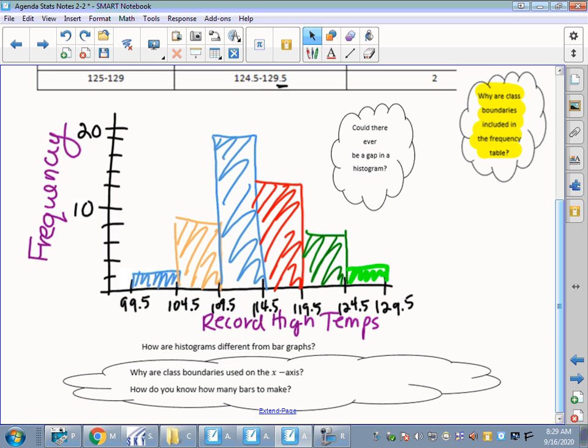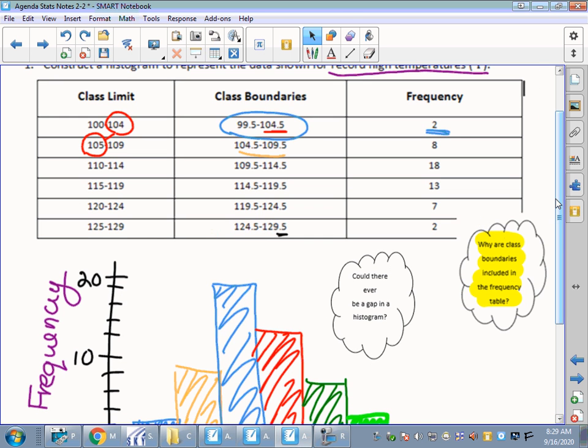And then how do you know how many bars to make? Hopefully you know why we have 6 bars in our histogram. If not, ask me. So there's histograms. Remember, everything comes from a frequency distribution table. You need to have your data organized before you can do any of this stuff.